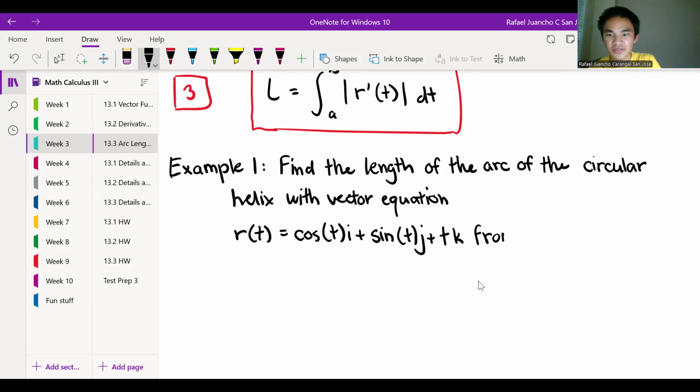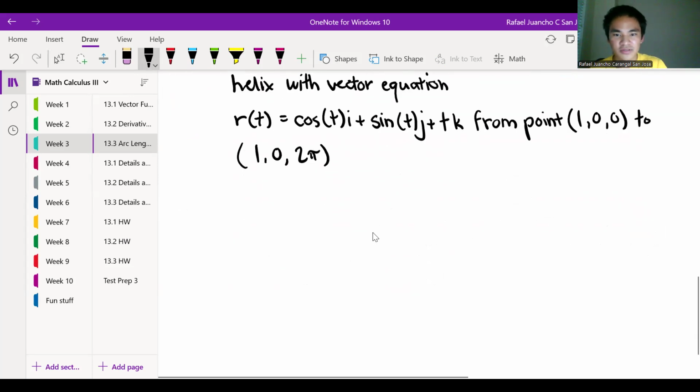And we're also given points. So from the point, so here's our bounds maybe, to another point, 1, 0, 2 pi. So again, we use the formula that we got. So here's basically just use arc length formula.